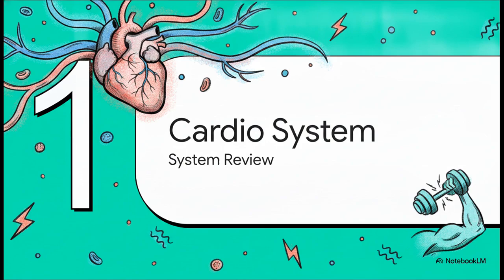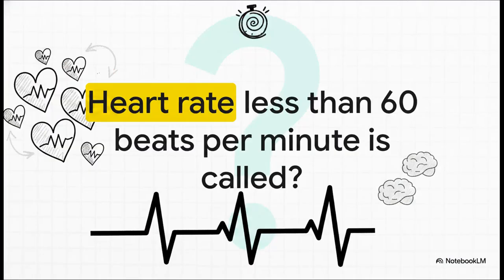Section 1, crushing the cardiovascular system. This one is heavily tested, so you really need to be sharp here. Let's kick things off with a practice question straight from the source material. Here's your first pop quiz. A heart rate that is less than 60 beats per minute is called what? Is it tachycardia, sinus dysrhythmia, bradycardia, or fibrillation? I'll give you a quick second to lock in your guess.